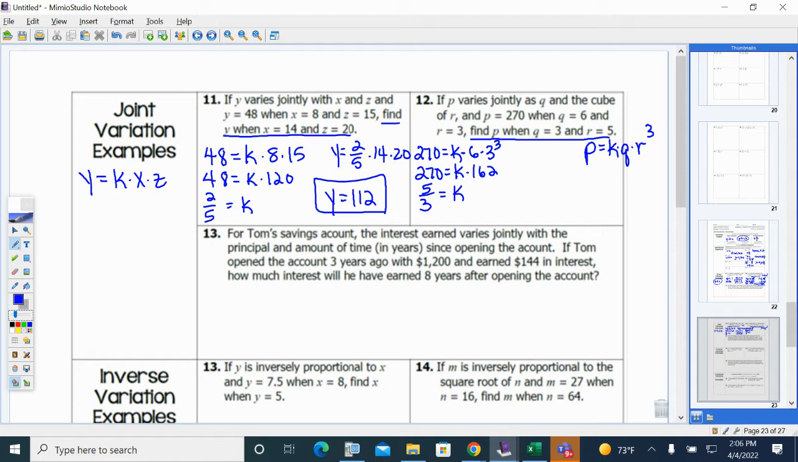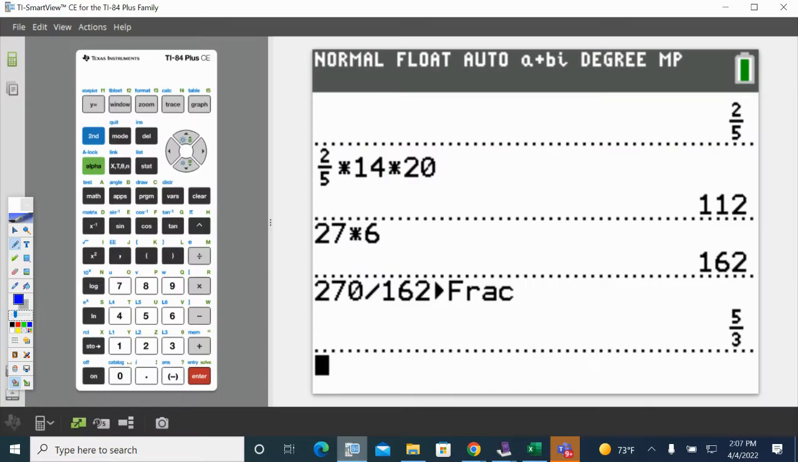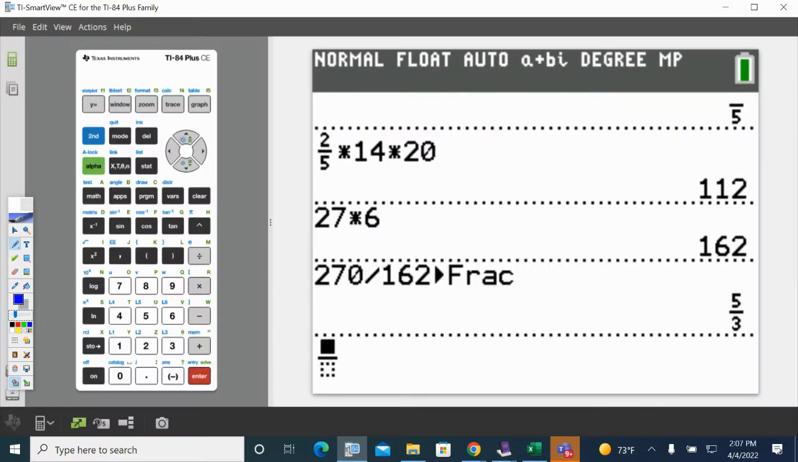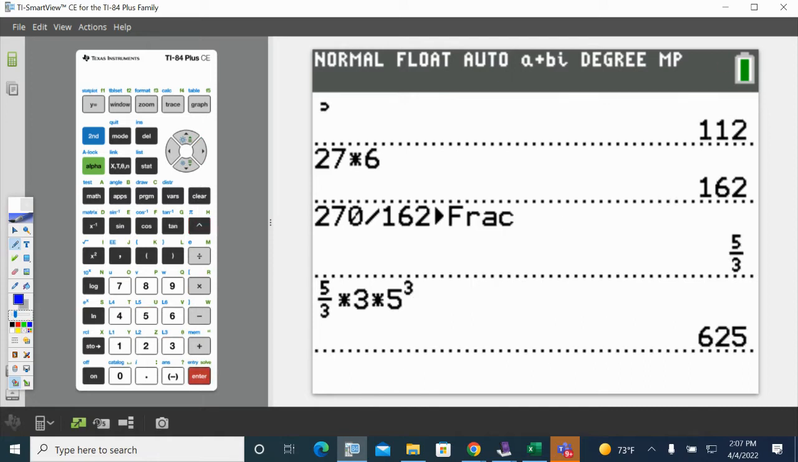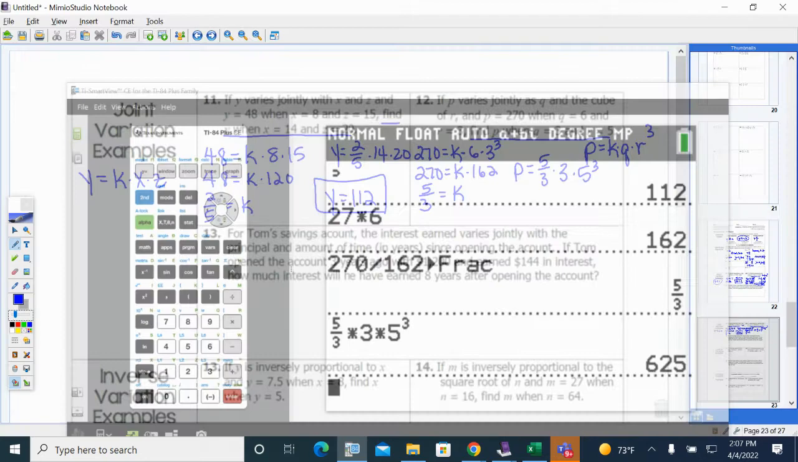I'm going to use that to find P. So find P. k is 5/3. Q is 3. And R is 5. So I'm going to plug in 5/3 times 3 times 5 to the third power. And I get 625. P is 625.